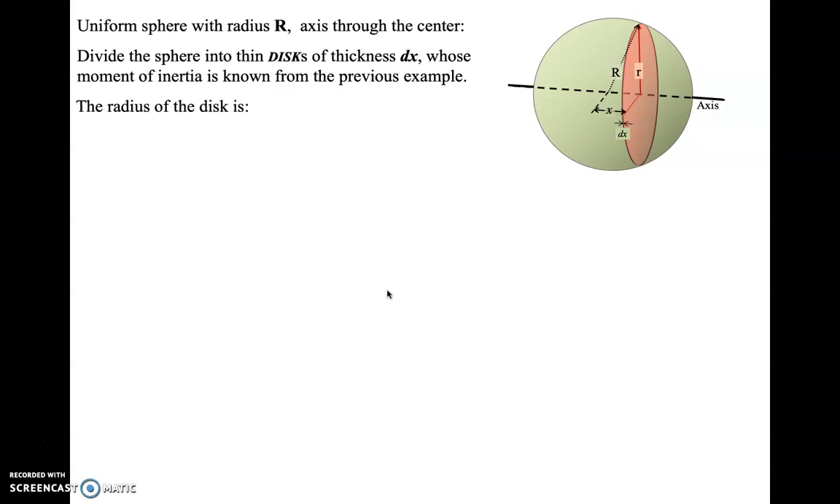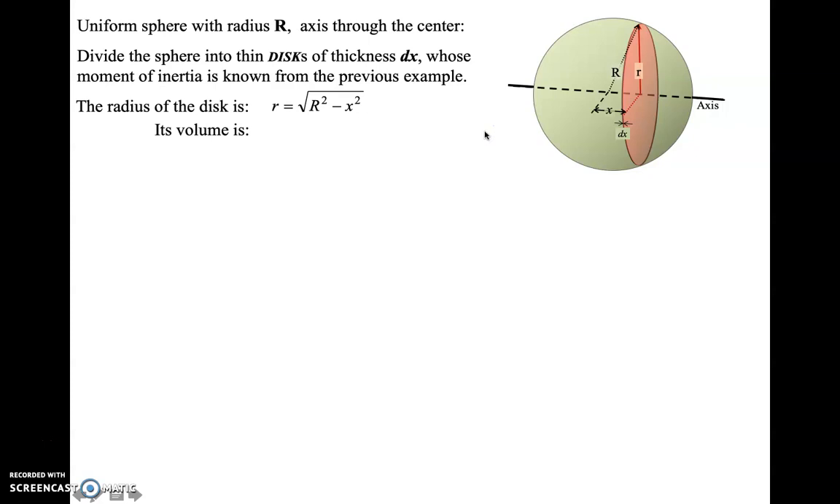Now the radius of the disk. So the center of the sphere is not shown with a dot, but the distance, capital R, extends from the center of the sphere out to the surface of the sphere, and then I'm some distance x along the axis from the center of the sphere. So the radius is going to be the difference of squares, r squared minus x squared, square root of that.